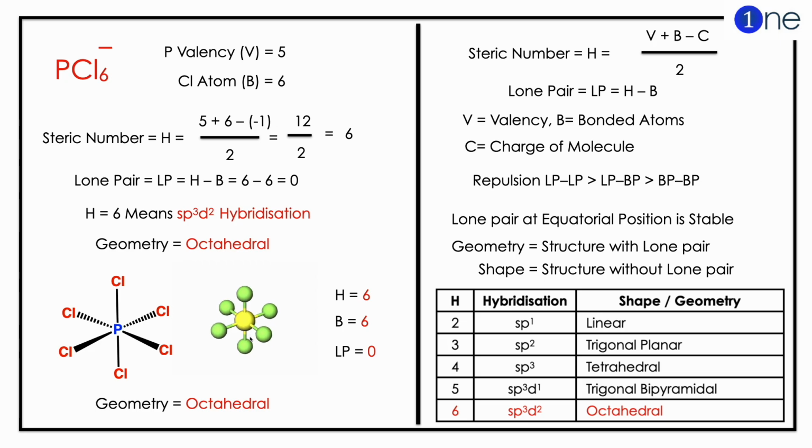So H6 means sp3d2 hybridization without lone pair, meaning you have phosphorus at the center and 6 chlorine atoms in the axial position, which is the typical octahedral position. So the geometry of PCl6 minus is octahedral.